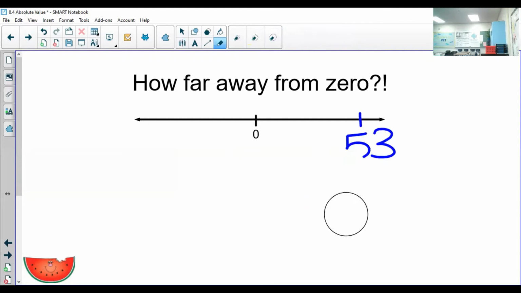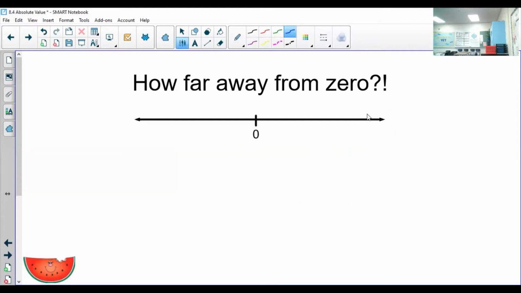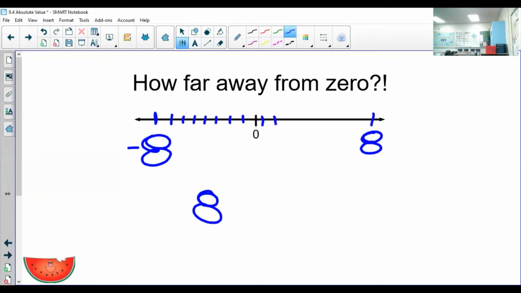Now, we've been learning negative numbers, so we can also do the same thing on the negative side. What if I said, how far away is a negative 8 from 0? Well, it's 8 spaces away from 0, right? Even though it's a negative 8, the numbers in between 0 and 8 are still the same, right? 1, 2, 3, 4, 5, 6, 7, 8. And it'd be the same thing over here. 1, 2, 3, 4, 5, 6, 7, 8. So even though the one on the left is negative and the one on the right is positive, they are both 8 values away from 0.